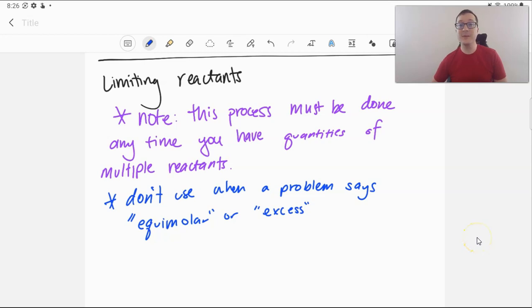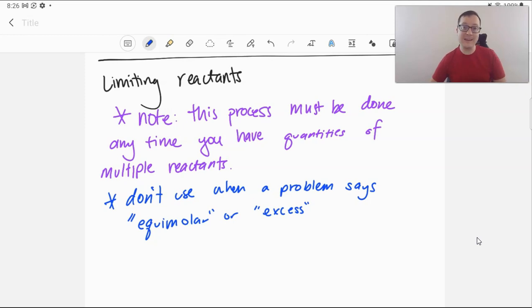So let's talk about limiting reactants then. As a foreword, this is a process that we're going to need to follow anytime we have quantity information about multiple reactants. By contrast, we do not need to use this process if we see the words excess or equimolar in the problem.